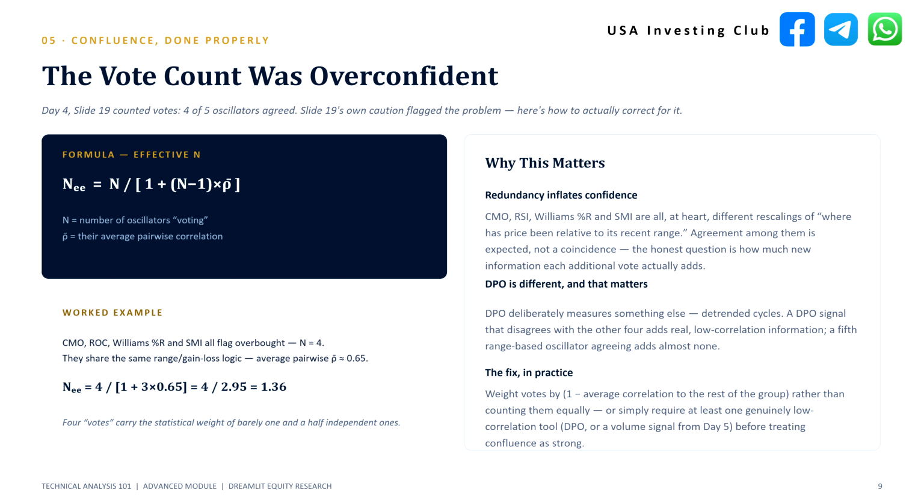DPO is different, and that difference matters. DPO deliberately measures something else entirely, detrended cycles from earlier this session. A DPO signal that disagrees with the other 4 adds real, low correlation information. A 5th range-based oscillator agreeing adds almost none.